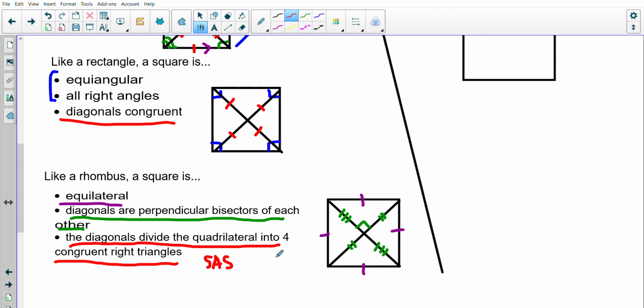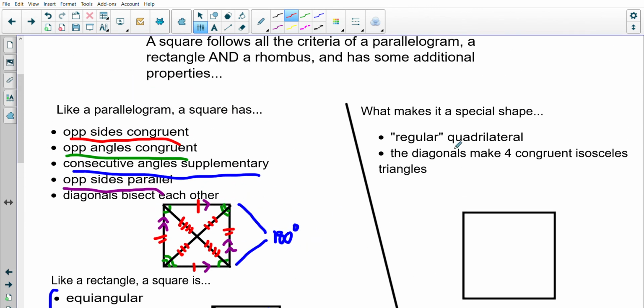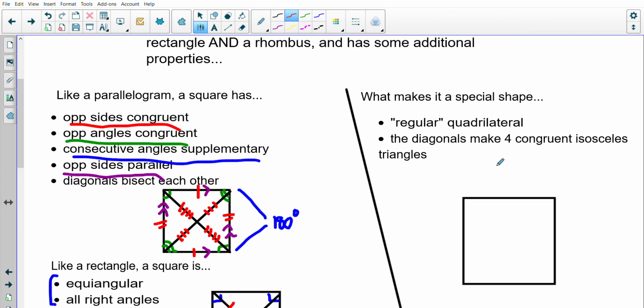All of these triangles are going to be congruent by our shortcut of side angle side. Now, how is this square unique? How is it special? It's a regular quadrilateral. Well, what does regular mean? That means it's both equiangular and equilateral. Sorry about the handwriting there. So how do we write that? Here's the equiangular part, and it's equilateral, so there we go.